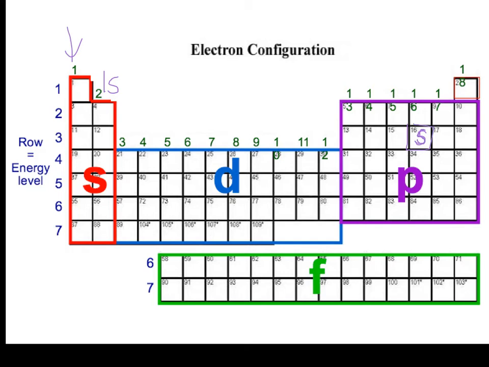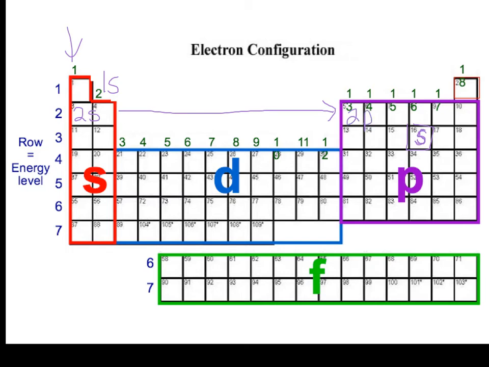So we keep moving down to the second row. This is the 2s orbital. It's on the second row, and it's in the S block, so we're going to fill that in first. And then the second row has a p orbital in it, so we need to come over here and fill in the 2p orbital with its 6 electrons.